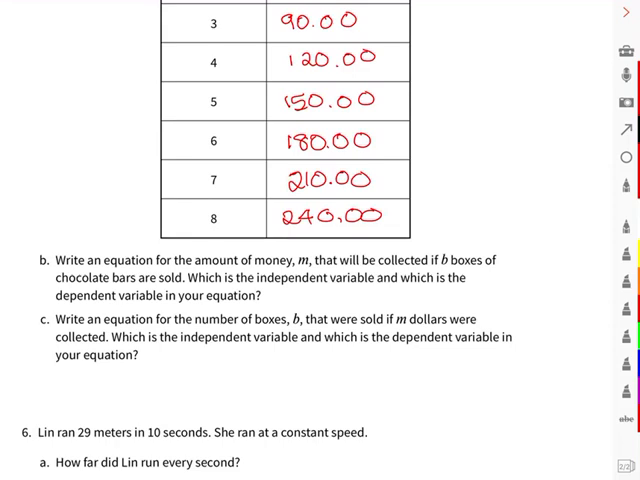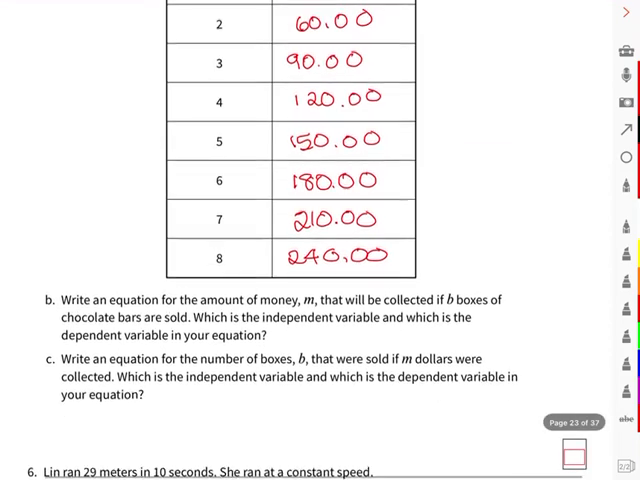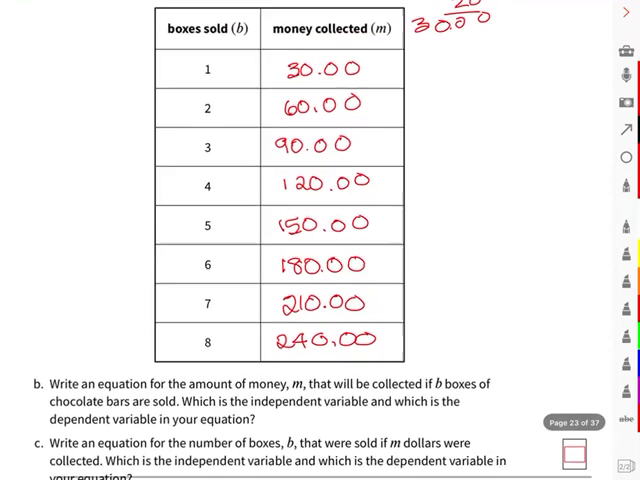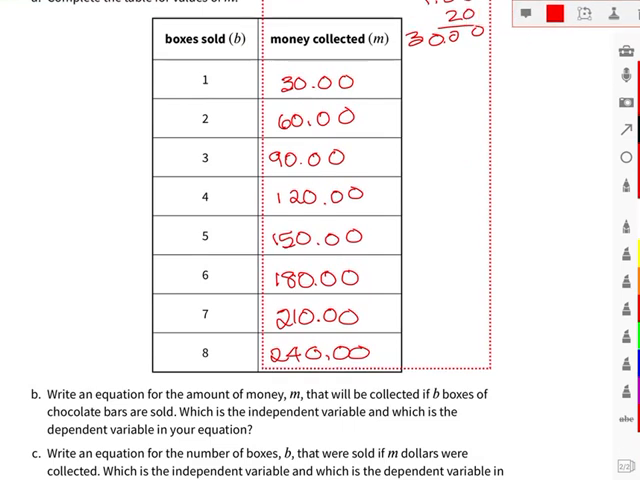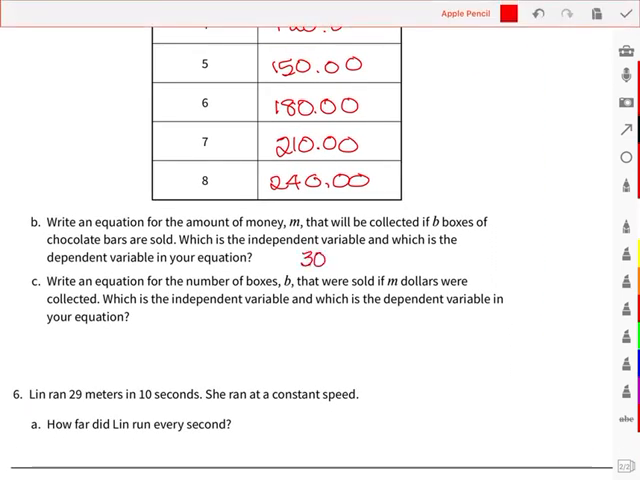Okay, B says write an equation for the amount of money M that will be collected if B boxes of chocolate bars are sold. Which is the independent variable, which is the dependent variable? So the boxes sold are B, and we're doing B times 30. So the equation would be M = 30B, 30 times B. And M, the money, is dependent on how many boxes are sold. So B is independent.